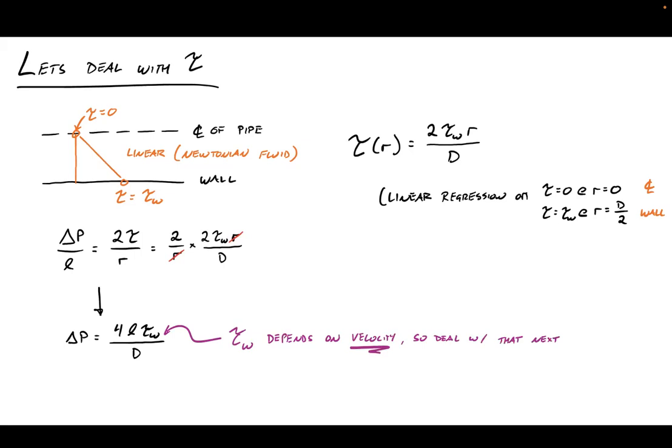So this lets us relate the pressure drop on the left to the pipe geometry and the wall shear stress. Now, wall shear stress is not a particularly easy thing for us to measure, but we do know that it should be related to velocity. The faster the fluid is moving, the higher that shear stress should be, and that should grow linearly. So on the next slide, we're going to deal with that shear stress term and see if we can't describe it with velocity instead.